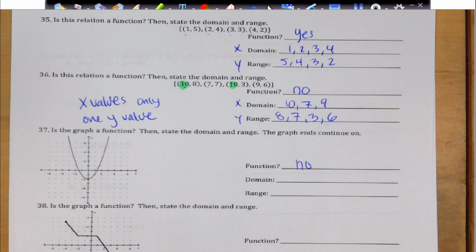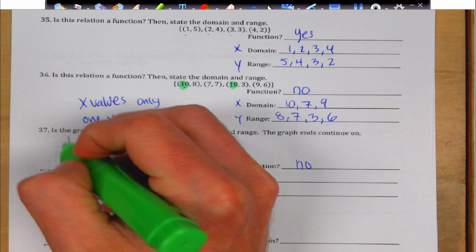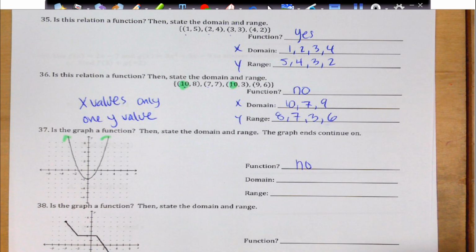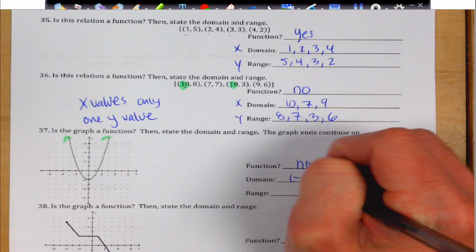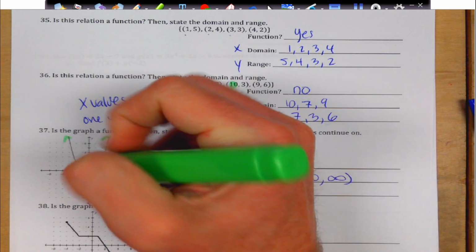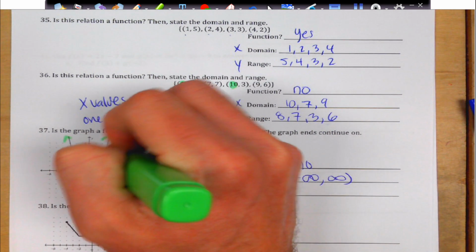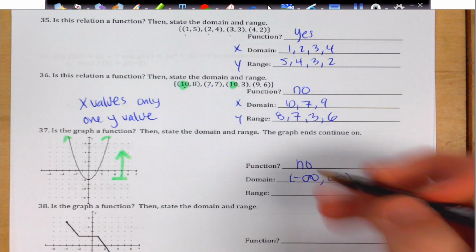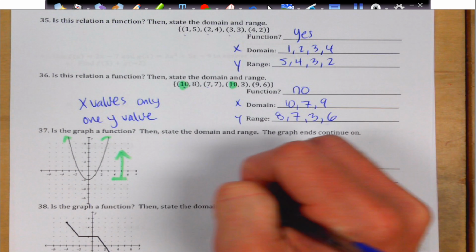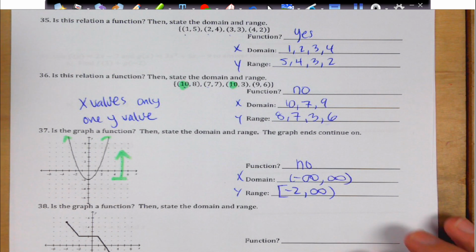Now my domain is my x values. And since this is going outwards forever, it's going to hit everything. So it's going to be -infinity to +infinity. Now my range only goes from -2 up. So I'm going to go -2 inclusive all the way to infinity. And that's my y and my x values.